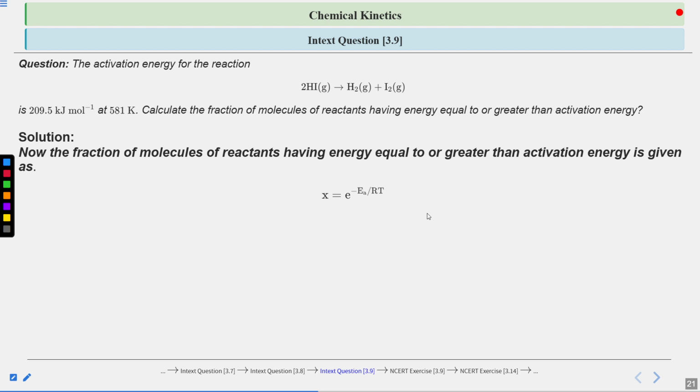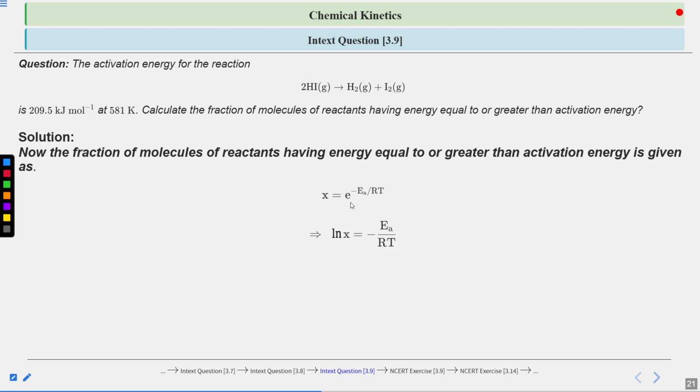In the Arrhenius equation, which is given by k equals A e to the power minus Ea by RT, the term e to the power minus Ea by RT represents the fraction of molecules of reactants. So X will be that fraction, given by e to the power minus Ea by RT. Ea you know, temperature you know, and R is also known because it is a constant, the gas constant.